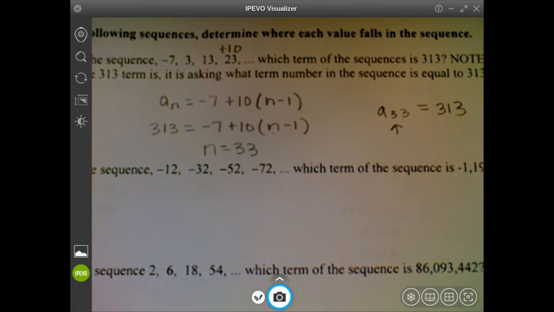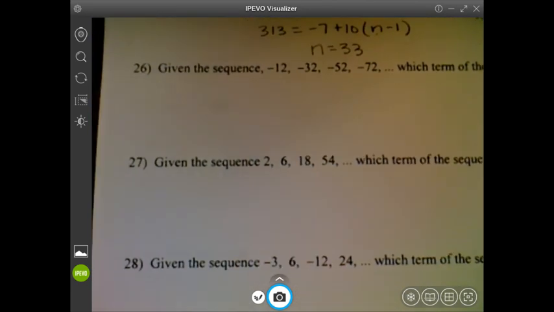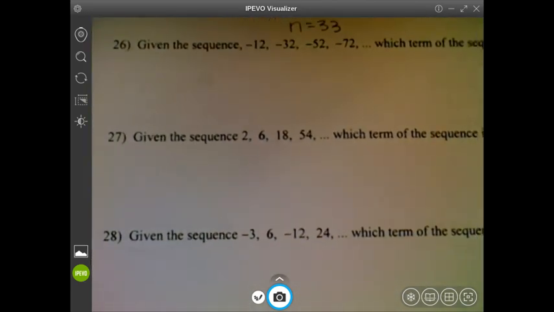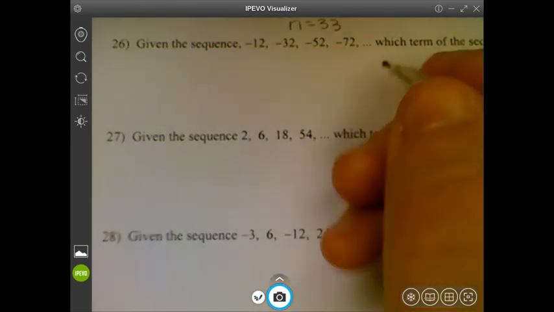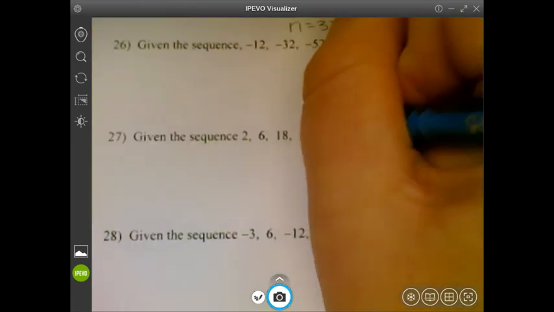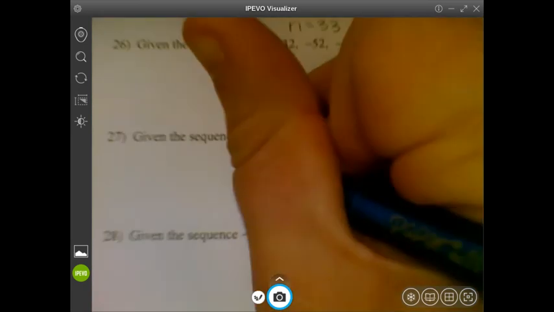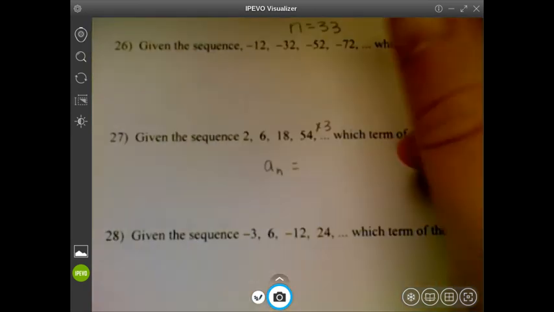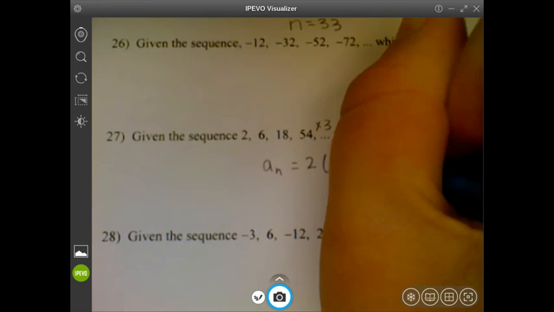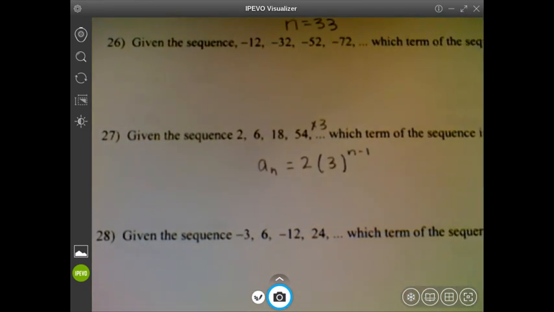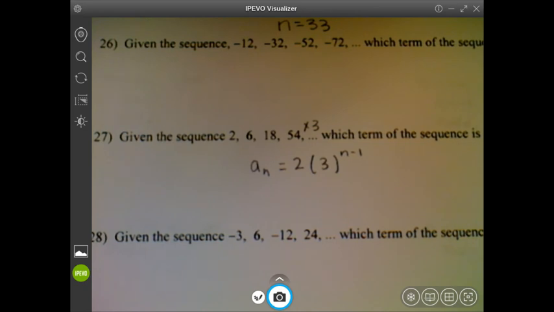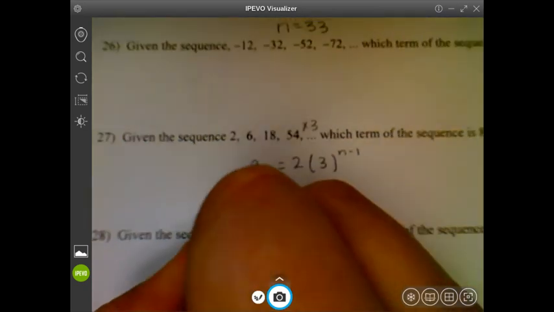All right, I want to show you what I mean for a geometric sequence, and then I'm going to let you try the rest of them on your own. So 27 is definitely a geometric sequence. We have 2, 6, 18, 54. And so what are we doing here? We are timesing by 3. So our equation would be a sub n equals our first term 2 times 3 to the power of n minus 1. And we want to know, when is it 86 million and some change, right?